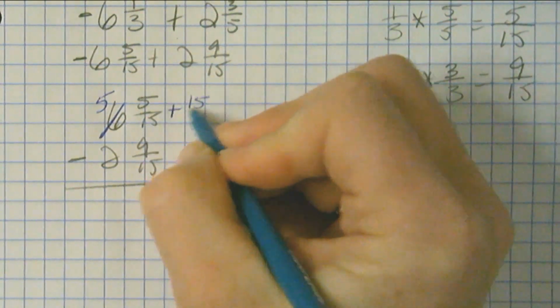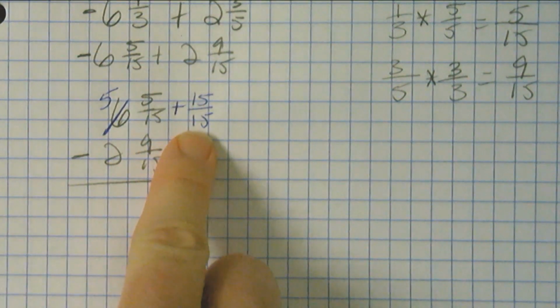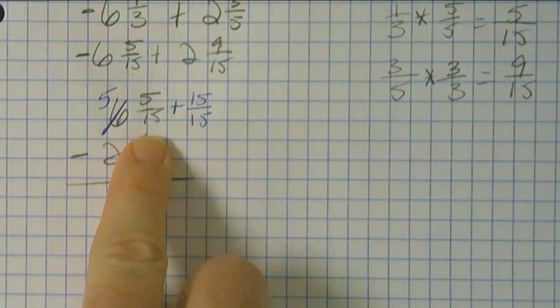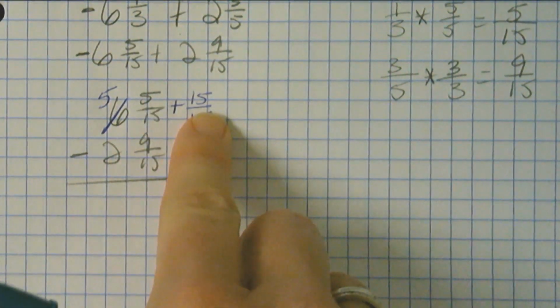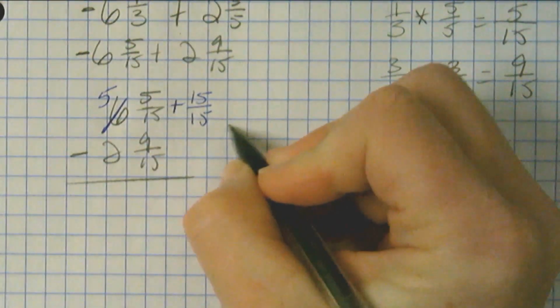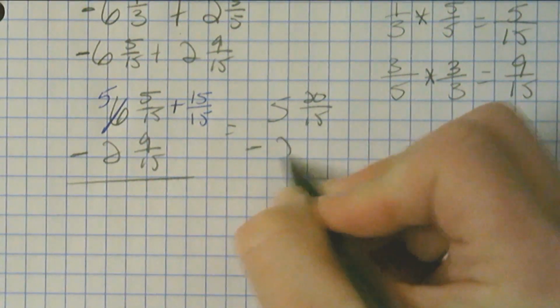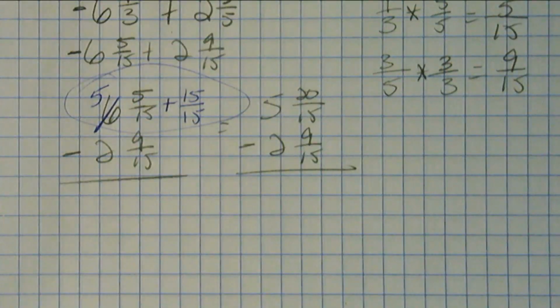All right, one of the things I want to make sure that you're doing is that you are showing that you're adding 15/15 to 5/15, okay? Don't just jump right to 20. I want to see this step. But I totally agree with you. So I now have 5 20/15 minus 2 9/15. Please make sure you're showing me that. That's part of your work. I want to make sure you know what you're doing.